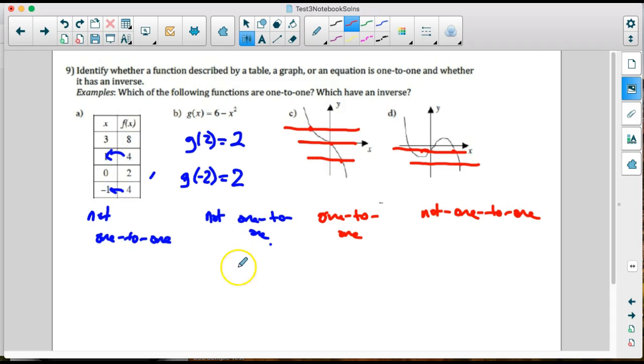Now, the only one that has an inverse that's a function is this one right here. The other ones have inverses, but they're not going to be inverse functions. We'd have to restrict the domain on the A, B, and D in order for the inverse to be a function. We'd have to cut the domain and restrict it. So letter C here is the only one that has an inverse because it's the only one that is one-to-one.